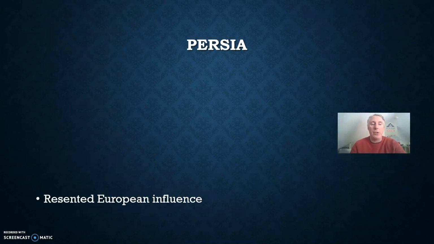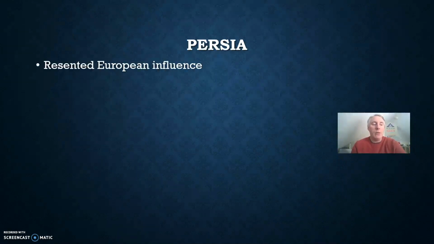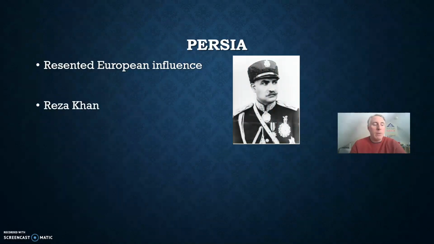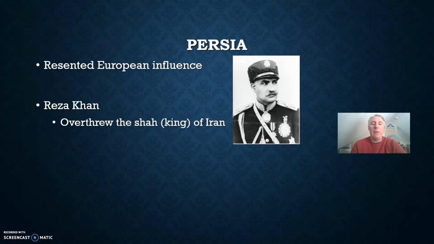Now, inspired by Ataturk's reforms, nationalists in Persia were seeking to modernize the economy, and they really resented the European influence. Now, in order to strengthen this, this whole process was done under the leadership of this guy, Reza Khan. Now, Reza Khan was a military officer who overthrew the previous Shah of Iran.